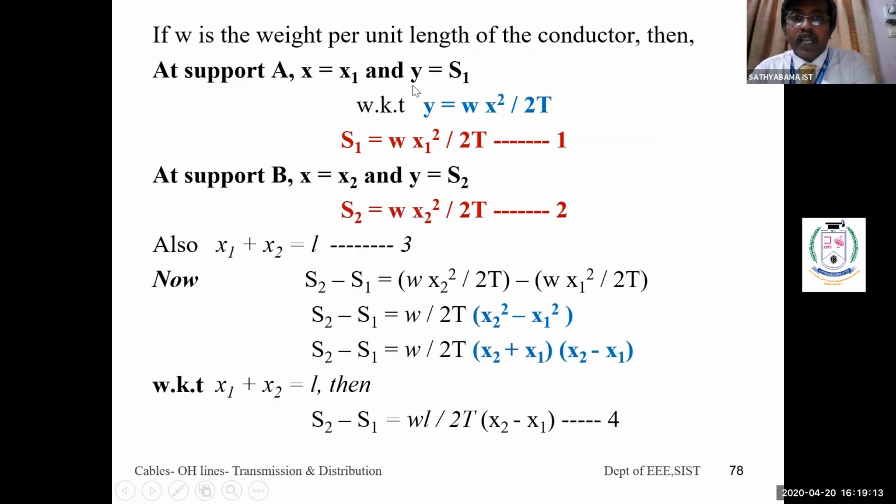X is equal to X1 and Y is equal to S1. In the previous derivation, we took Y is equal to S. Here we have two sags, so we mention S1 for the lower part and S2 for the upper part. That's why Y is equal to S1. When you substitute these values in the equation, you will get S1. Please see equation number 1: S1 equals W X1 square divided by 2T.